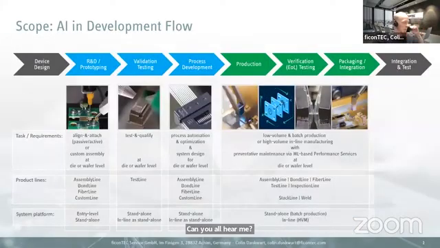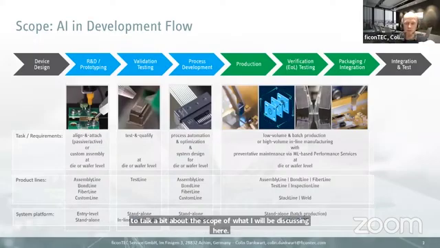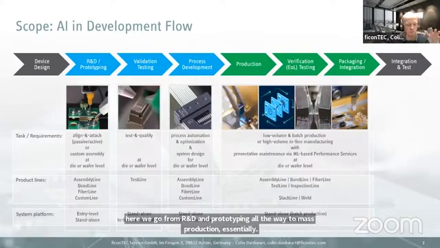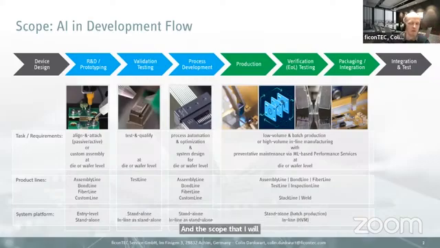Okay, so I will first of all try to talk a bit about the scope of what I will be discussing here, because we saw a few applications in optics, and I think they touch different parts of a sort of development flow of an optical product. Here we go from R&D and prototyping all the way to mass production, essentially. And the scope that I will discuss here is mostly the higher volume production.